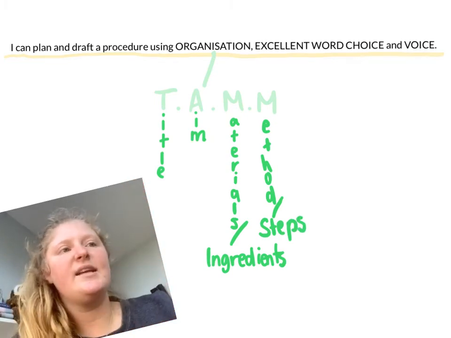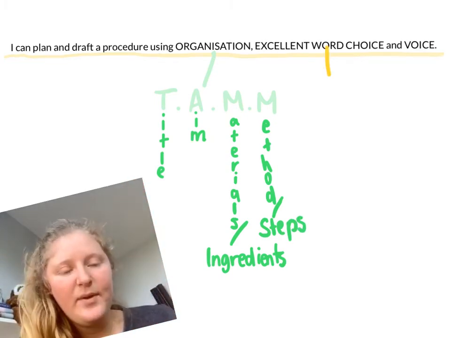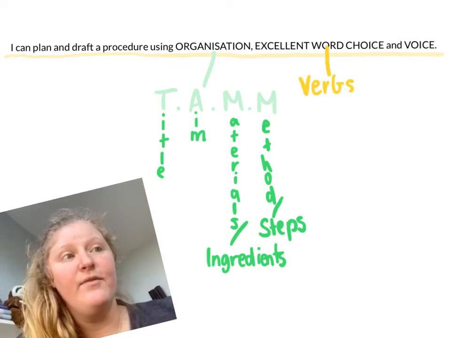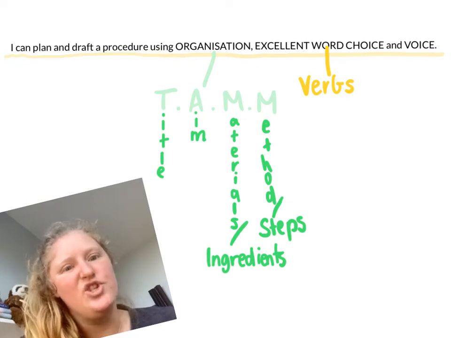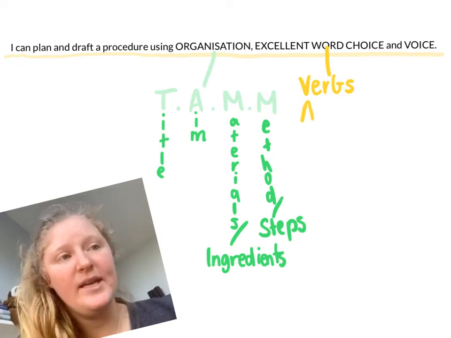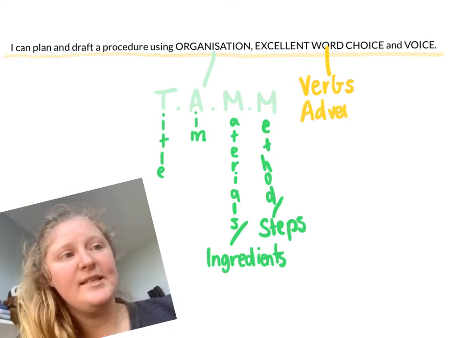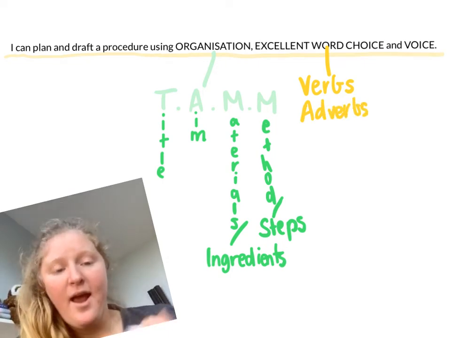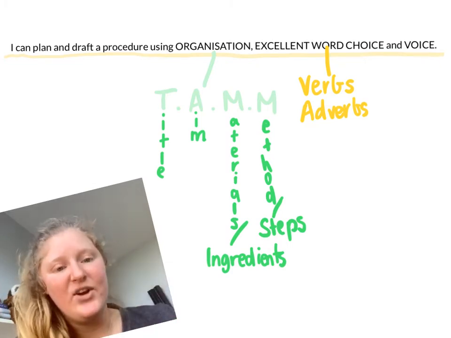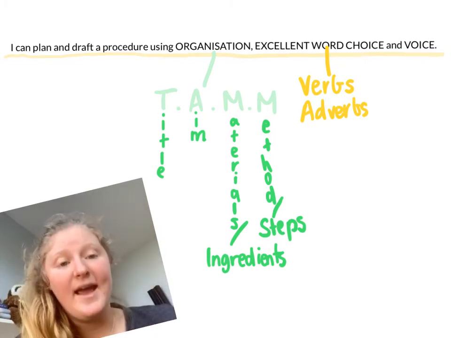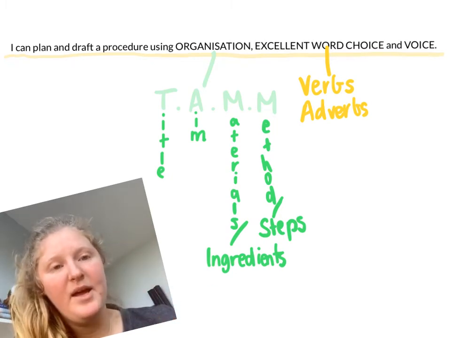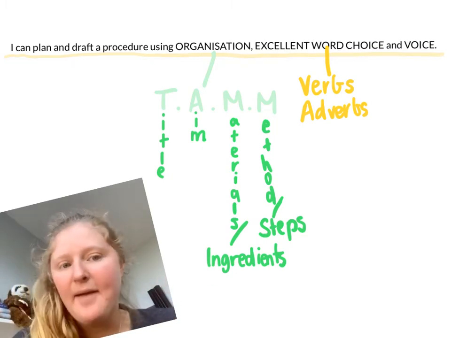Our next thing is excellent word choice. Now, last week we looked with Miss W and she did lots of these. Verbs, action words, doing words, the things that cause the movement. And then this week, yesterday, we looked at something called adverbs. And adverbs describe how you're moving. So stirring is the verb, carefully is the adverb. Combine is the verb, slowly is the adverb.